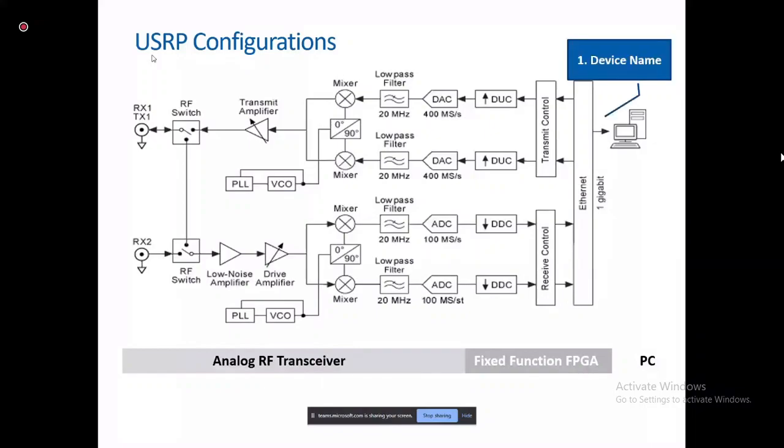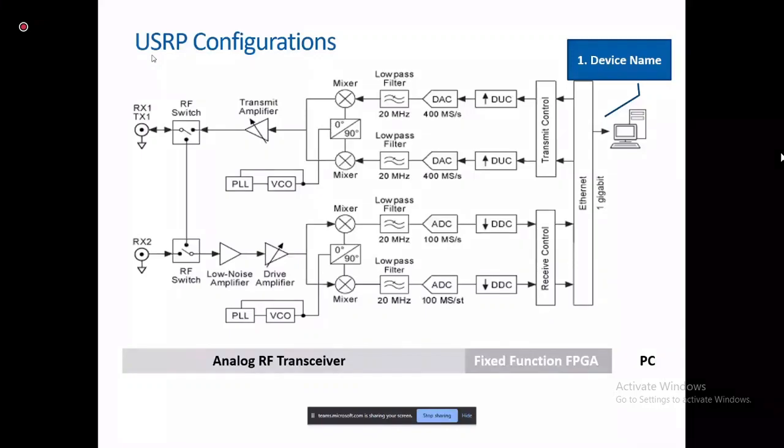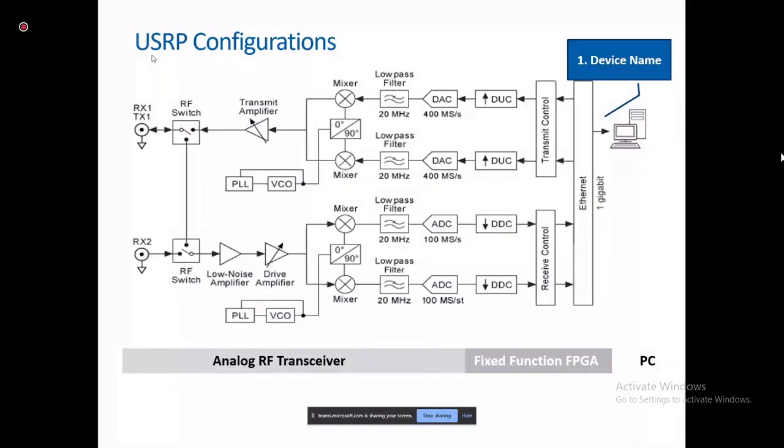Now, theoretically I will be able to connect as many USRPs as I want to my system. So maybe my system has only one Ethernet RJ45 port, but if I connect my system to a network switch, I'll be able to have as many USRPs as possible, as long as they're all in the same network and each of them has its individual ID. I'll be able to connect a lot of USRPs.